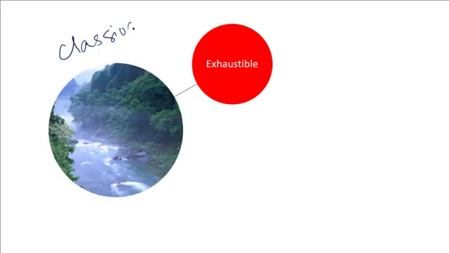There is another classification of resources, that is exhaustible resources and inexhaustible resources. Exhaustible resources are, say, resources like coal, petrol, etc. They are classified as exhaustible because their deposits on this planet are finite.